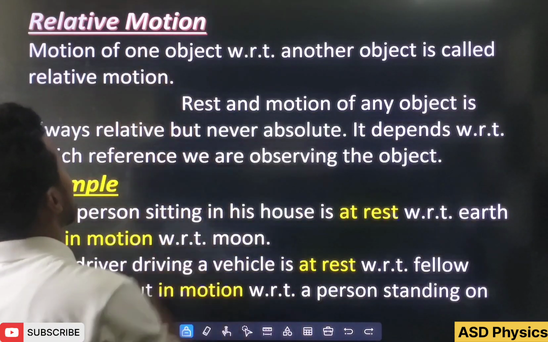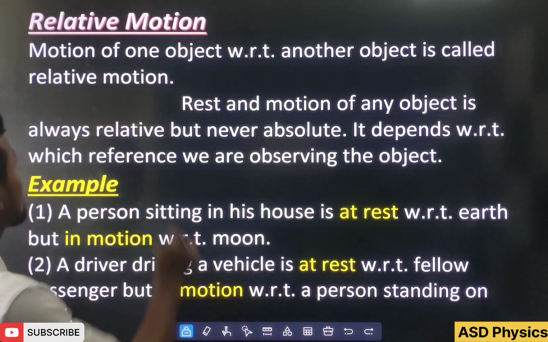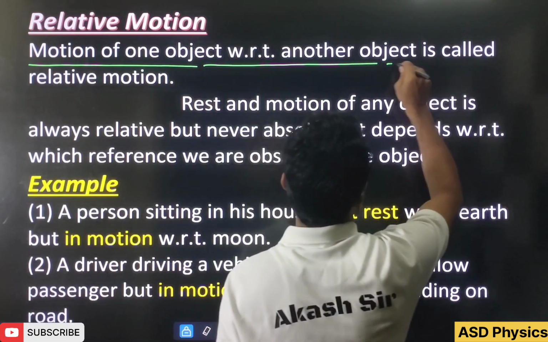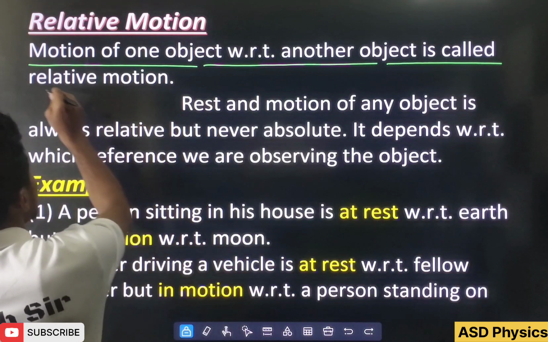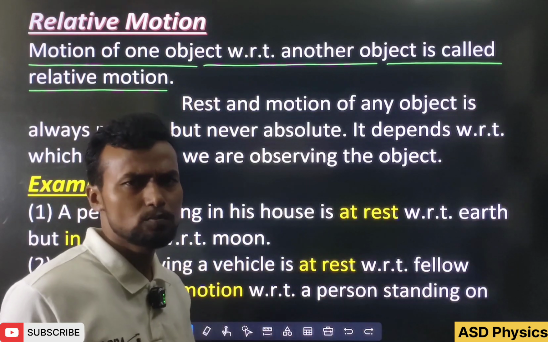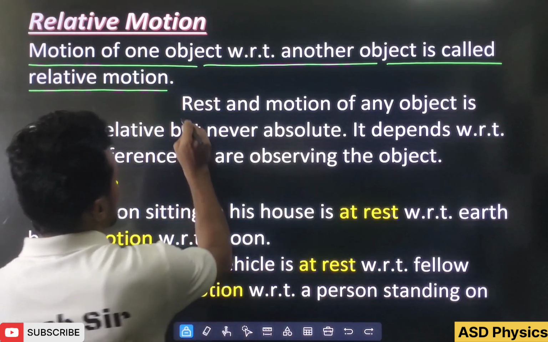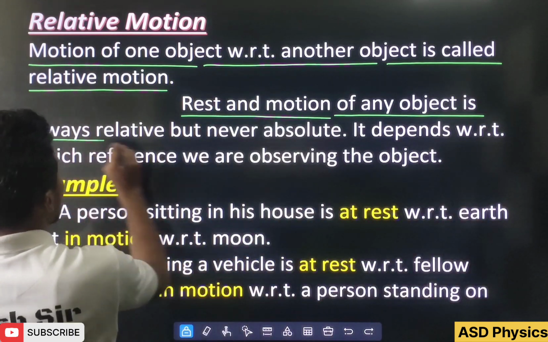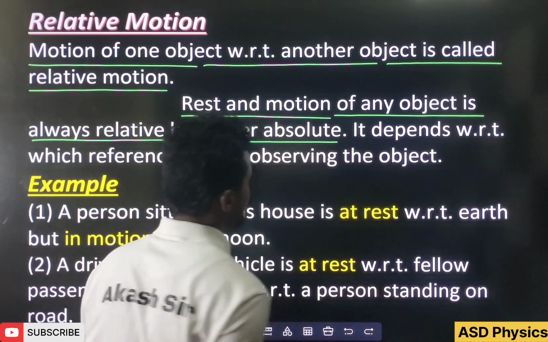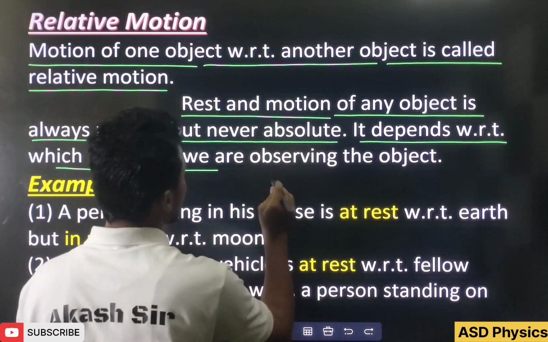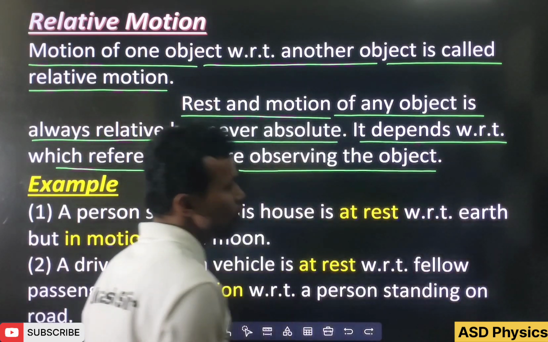So here the heading is relative motion. Motion of one object with respect to another object is called relative motion. That means two or more than two objects can also move, not a problem. Now see, rest and motion of any object is always relative but never absolute. It depends with respect to which reference we are observing the object.